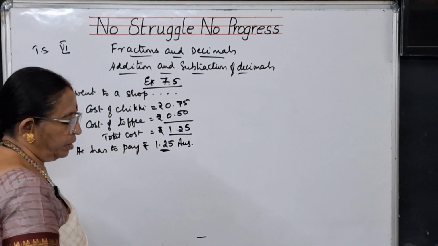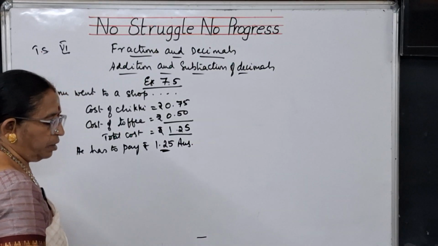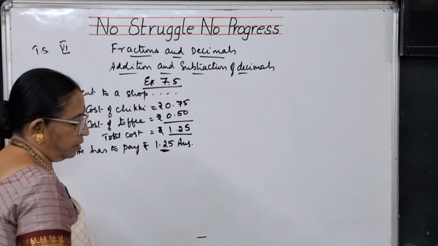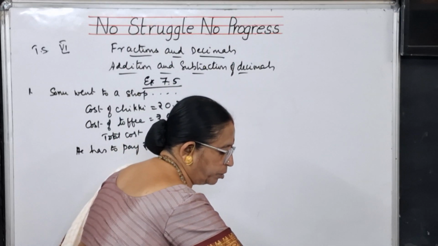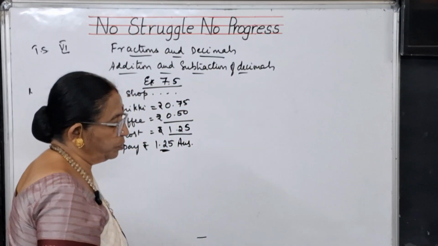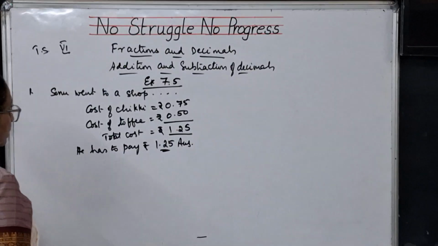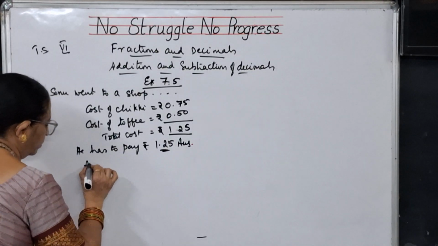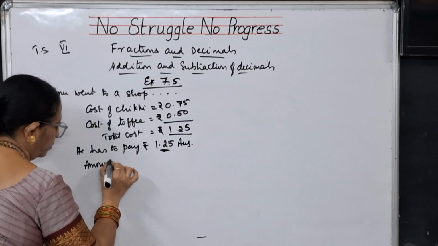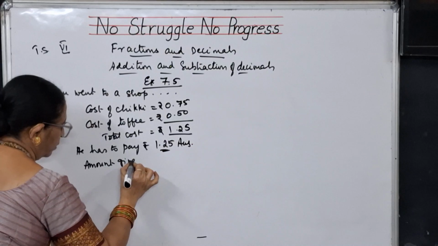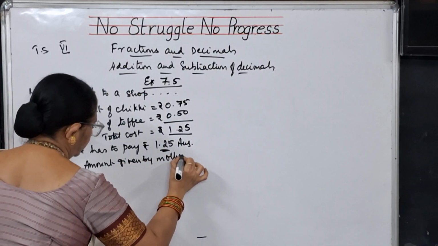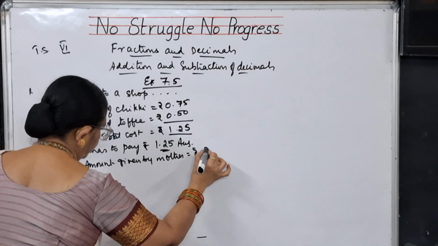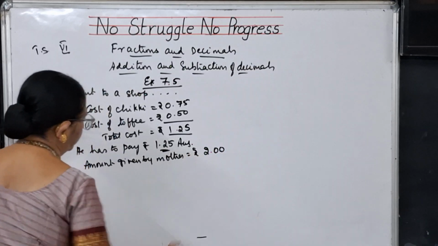And the next one, how much he has to pay to the shopkeeper? Sonu's mother gave him rupees 2. How much will he get back? So, the amount given by mother is rupees 2. 0 paisa.